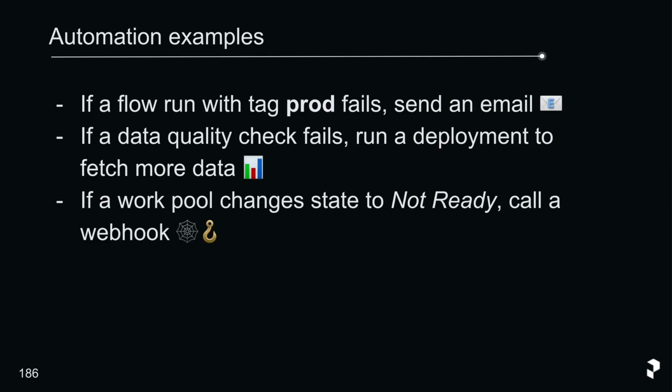Here are some examples of automations. So let's say if a flow run that's tagged with a production tag fails, I want to be alerted of that, so send an email. If a data quality check fails, then I would like to run a separate deployment to fetch more data. And if a work pool changes to a not ready state, which means something about the infrastructure has gone awry, I would like to call a webhook to kick off some other process.